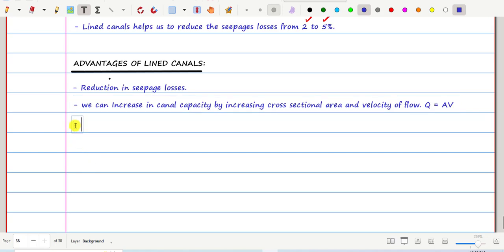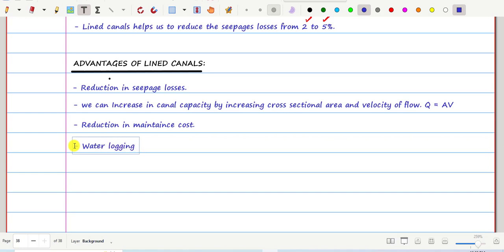The third advantage of lining your canal is that it helps to reduce the maintenance cost. So, reduction in maintenance cost. You don't need to do the maintenance again and again, right? Same as the non-alluvial or unlined canals, where we were supposed to do the maintenance over time, and it was actually costly.